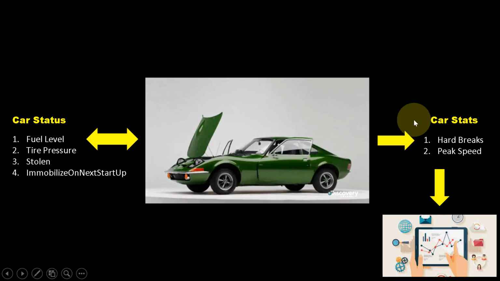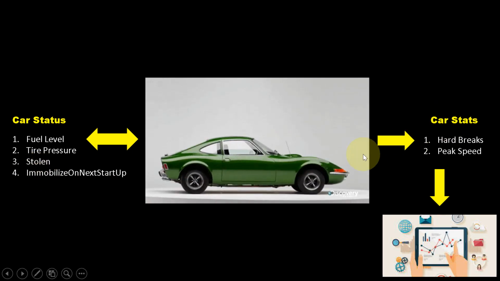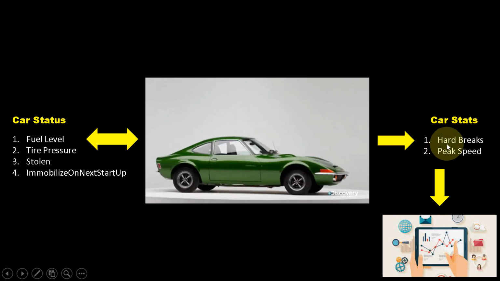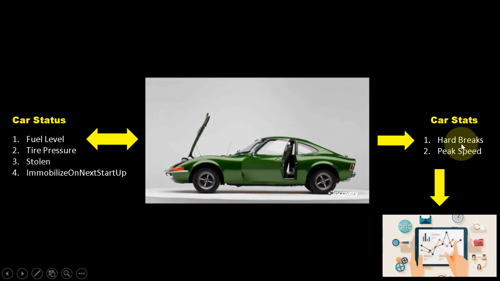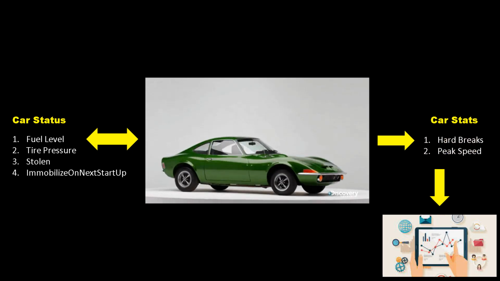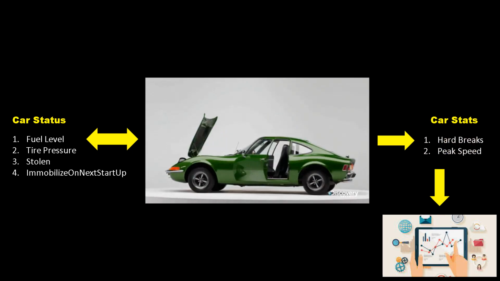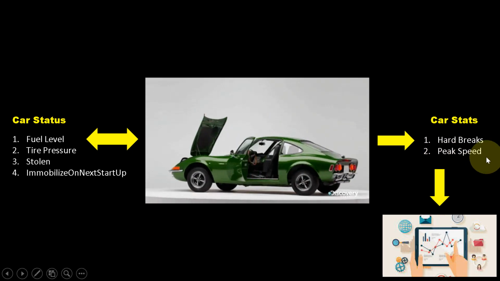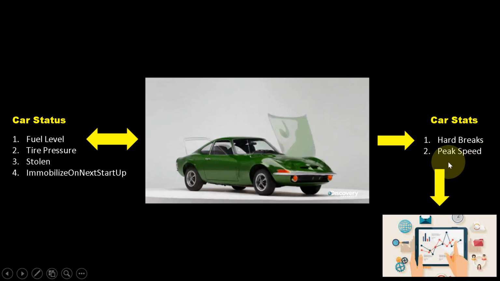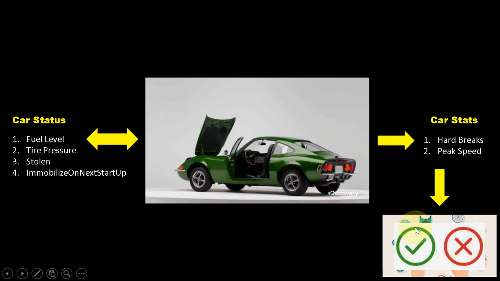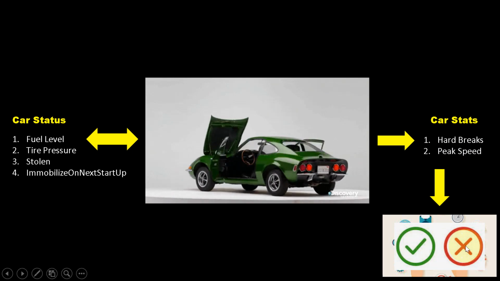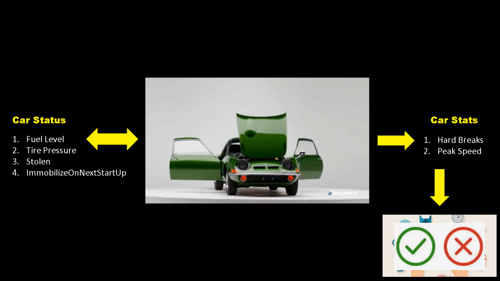But in this particular part, we are going to have the car send us car statistics, which are how many times you have done hard braking while in the car, and how much peak speed you attained during that interval. Based on that, your insurance provider can determine whether you are driving the car in the right way or in a risky way. So that's something we are going to do in this part 1, along with many other things.